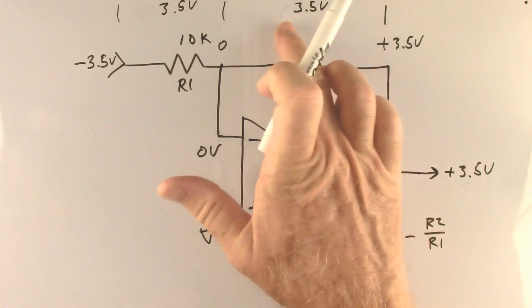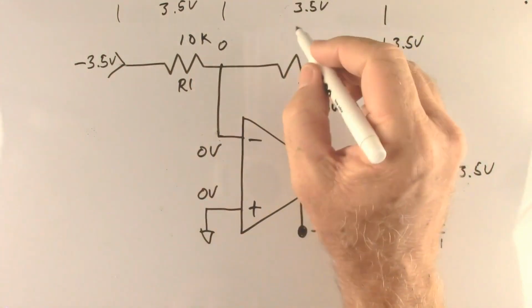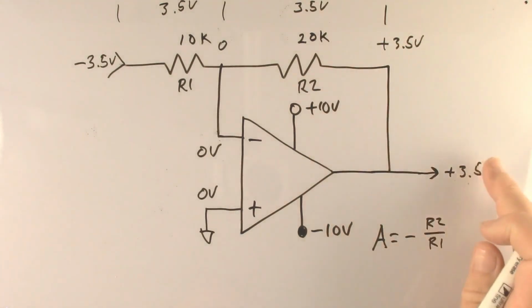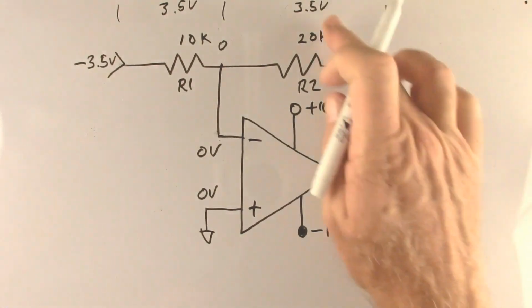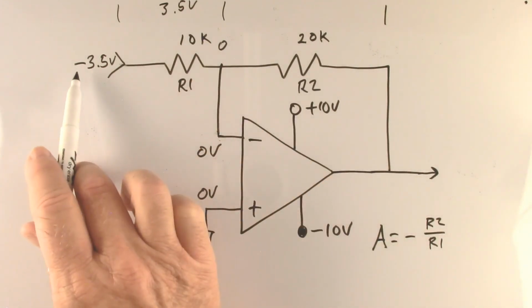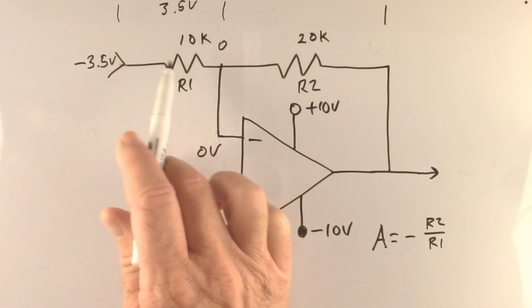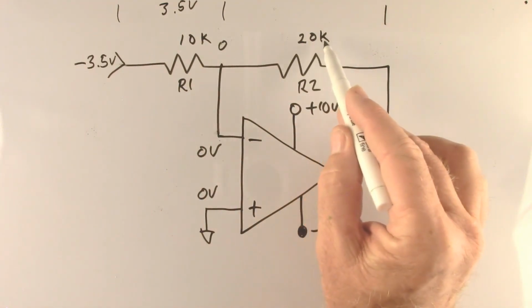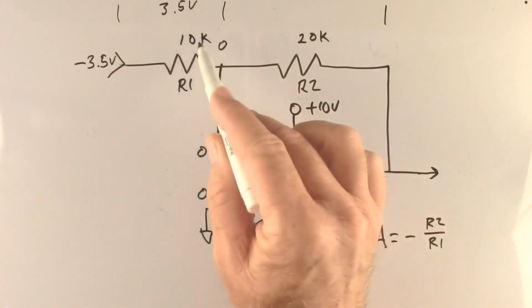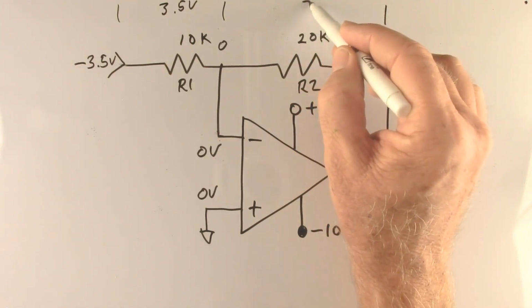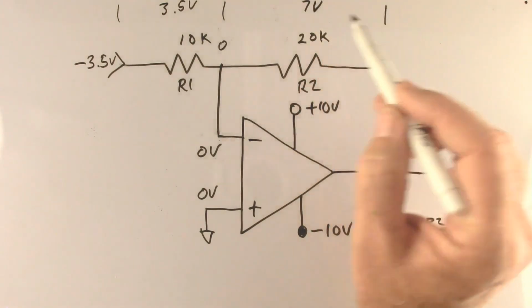Now let's change this resistor and make it twice the other resistor to 20K and see what happens. Nothing changes over here. This is still minus 3.5 volts. This is still 0. So we gain 3.5 volts. But now, since we have twice the resistance, we must have twice the voltage. So this is going to be 7 volts.